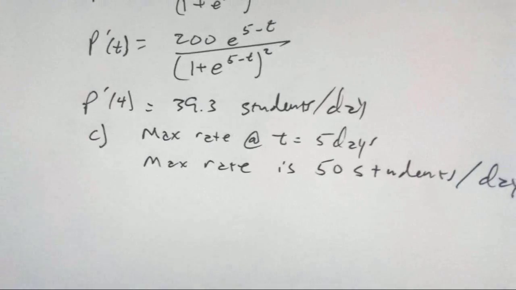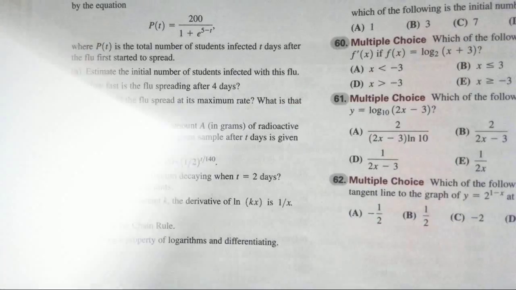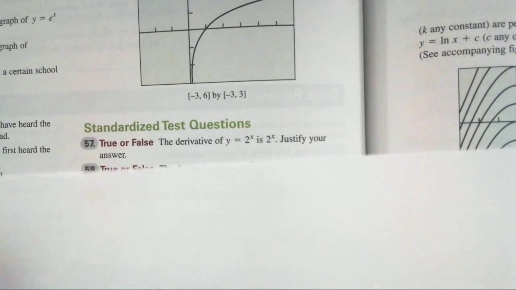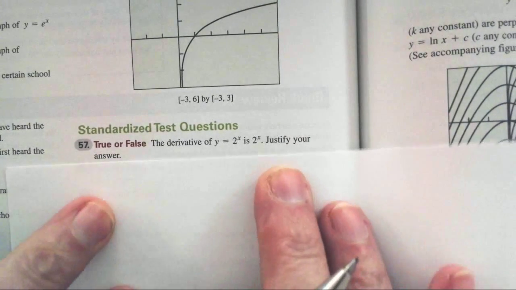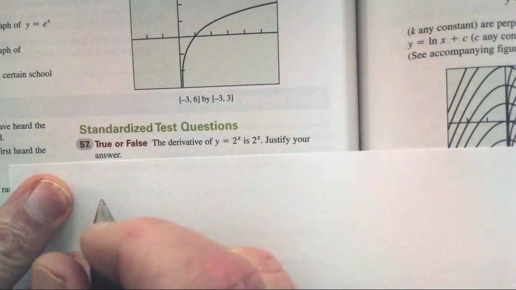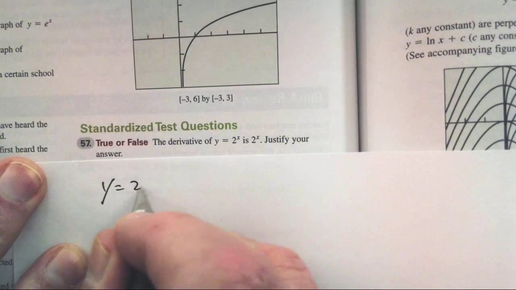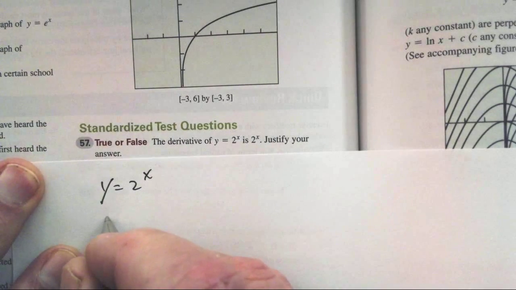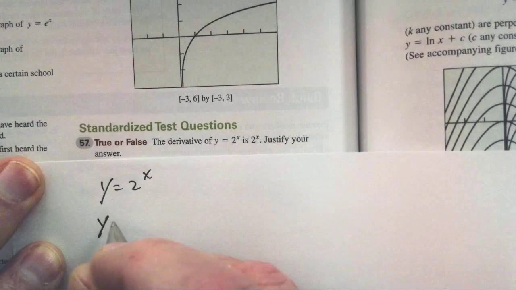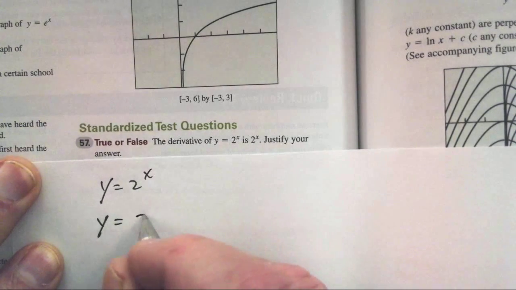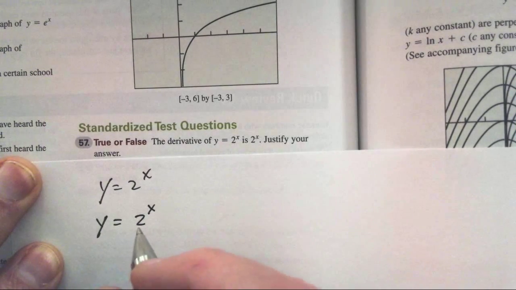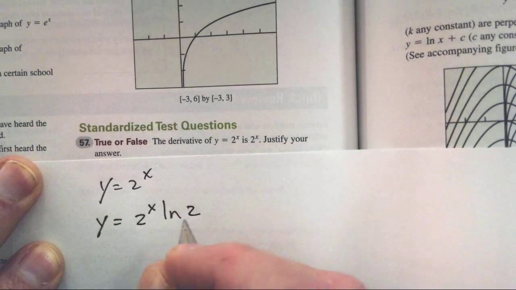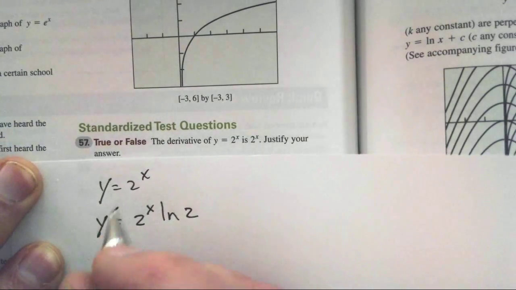All right, so after 52, we are going to jump over to number 57. 57, the derivative of y equals 2 to the x is supposed to be 2 to the x. So let's check that out. Y equals 2 to the x. If this was e to the x, it would just stay 2 to the x. And it wants to do that, but we have to compensate for not working in base e with an ln 2. So that is our derivative.